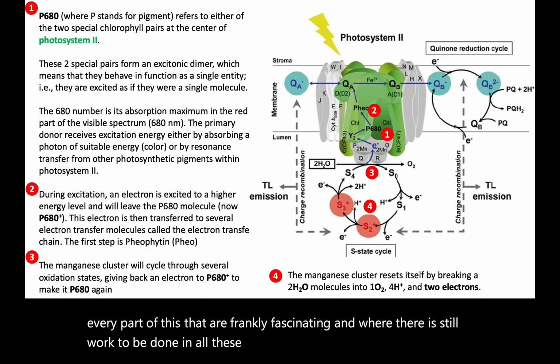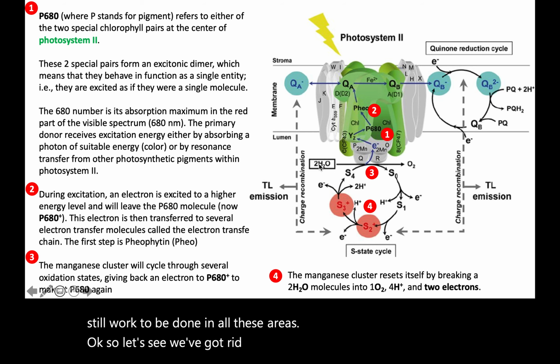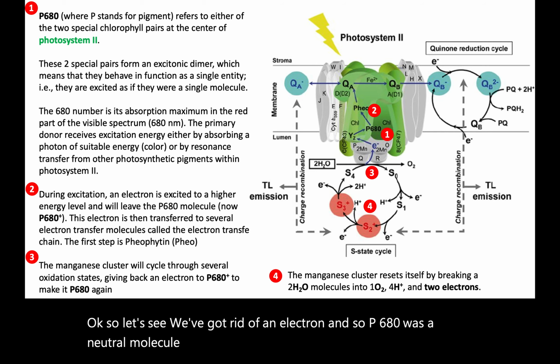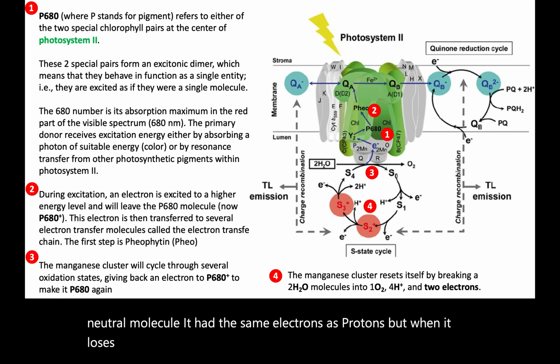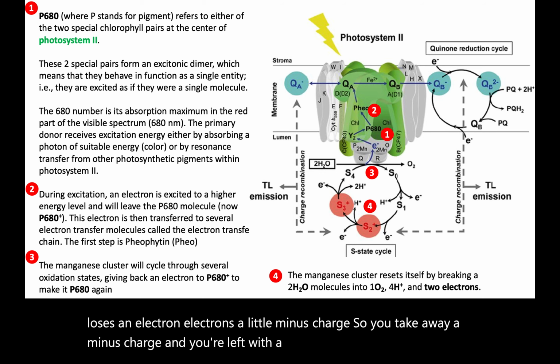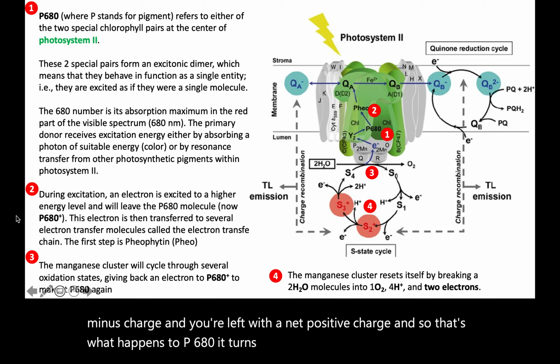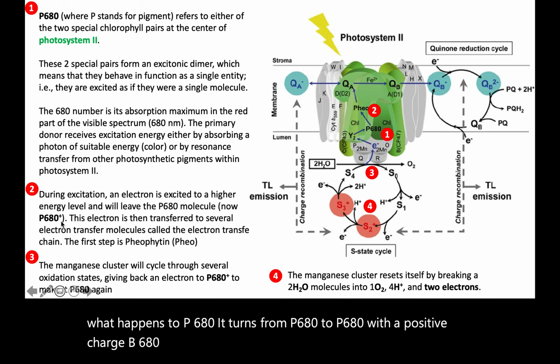Okay, so let's see. We've got rid of an electron. And so P680 was a neutral molecule. It had the same electrons as protons. But when it loses an electron, that's a little minus charge. So you take away a minus charge, and you're left with a net positive charge. And so that's what happens to P680. It turns from P680 to P680 with a positive charge, P680 plus. And that's only because it's lost an electron.